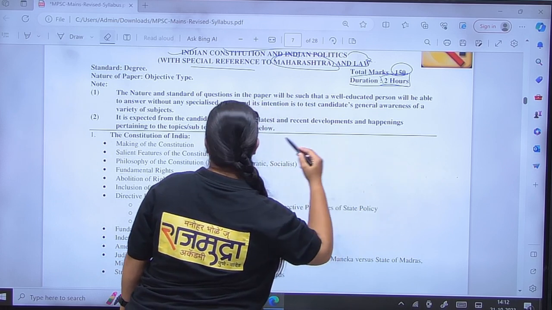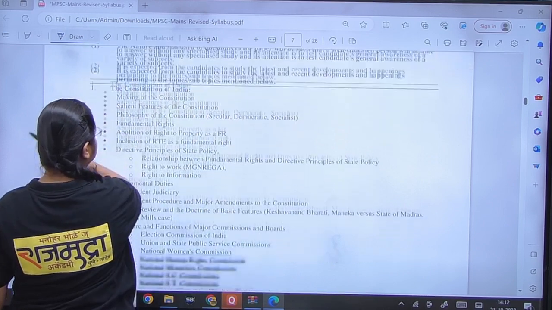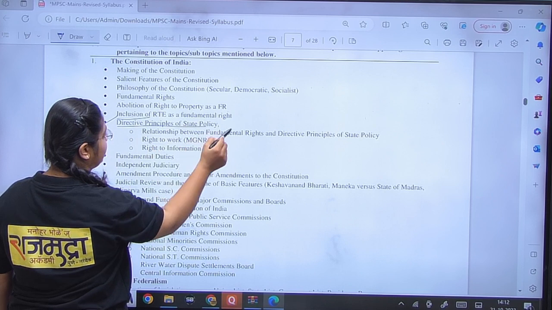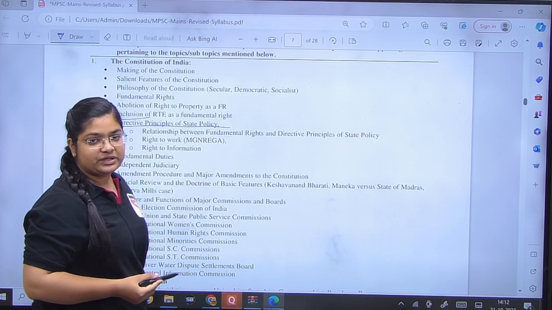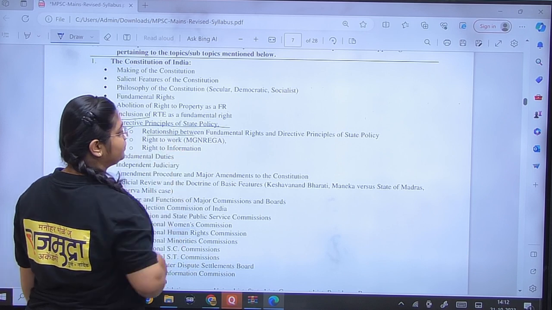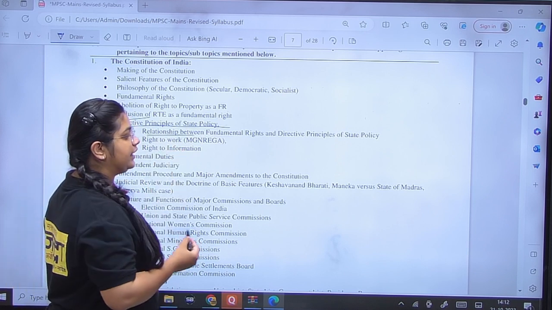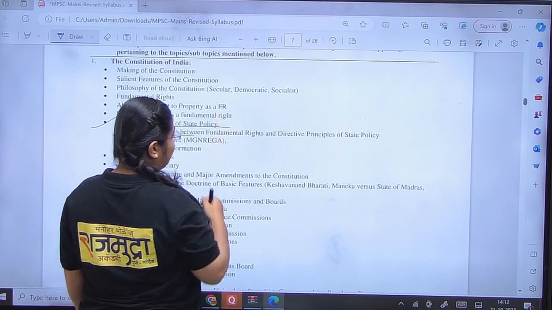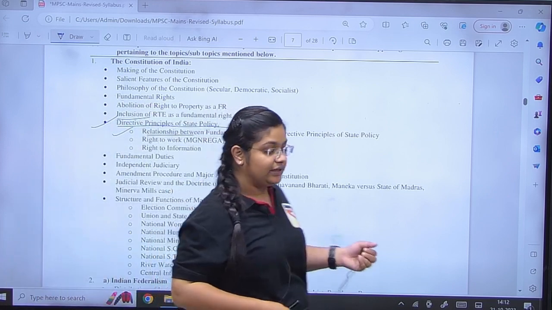Then our next point is DPSPs, that is, the directive principles of state policy, and the relationship between fundamental rights and the directive principles of state policy. Sorry, I keep saying polity, it is policy.